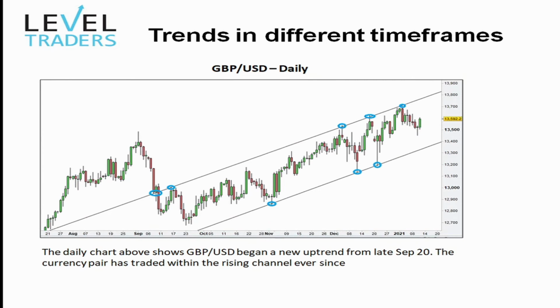Okay, let's now have a look at trends within different time frames. So here I've got GBP USD, the currency pair, and we can see it's in an uptrend. Why is that? Because we have, since late September last year, prices formed higher highs and higher lows. Again, I've circled these points, which we can connect the dots, so we get a rising channel, right?